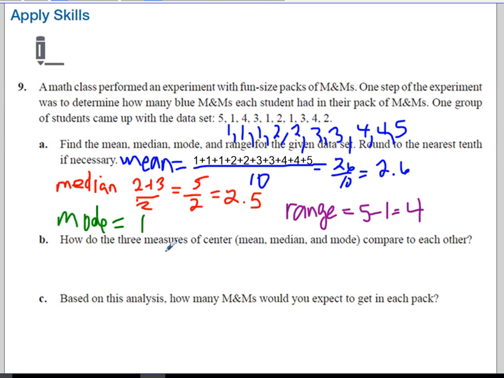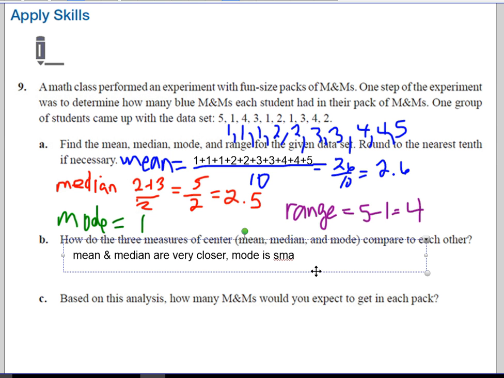So how do these 3 measures of center compare to each other? However you want to describe that, I would say that the mean and median are very close, very similar. And then the mode is smaller.